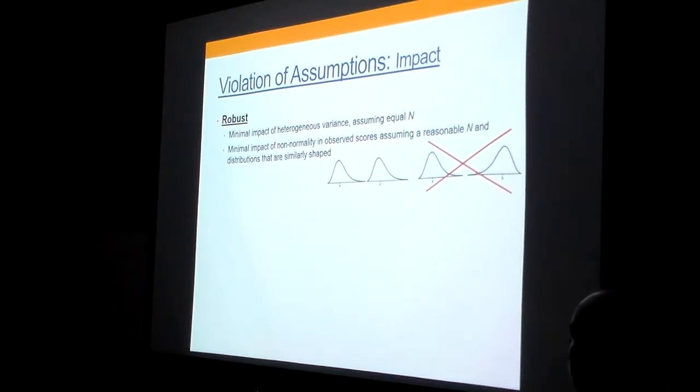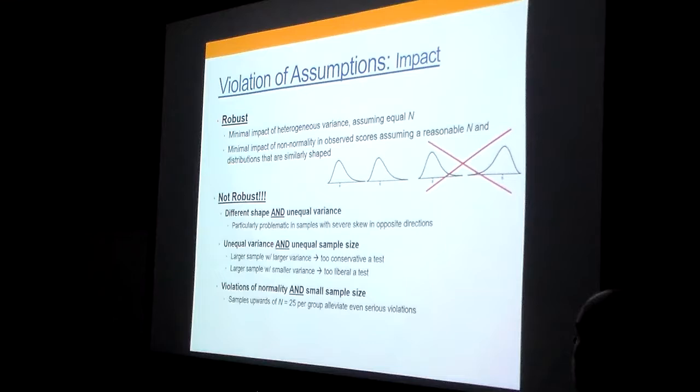But they will be as long as you have a reasonable size n and you've got distributions that are shaped in the same direction. So I've got group A and group B with positive skew. I've got reasonable size samples in each, I'm probably going to be okay. But if group A is skewed positive and group B is skewed negative, now all of a sudden I've probably got some issues, right?